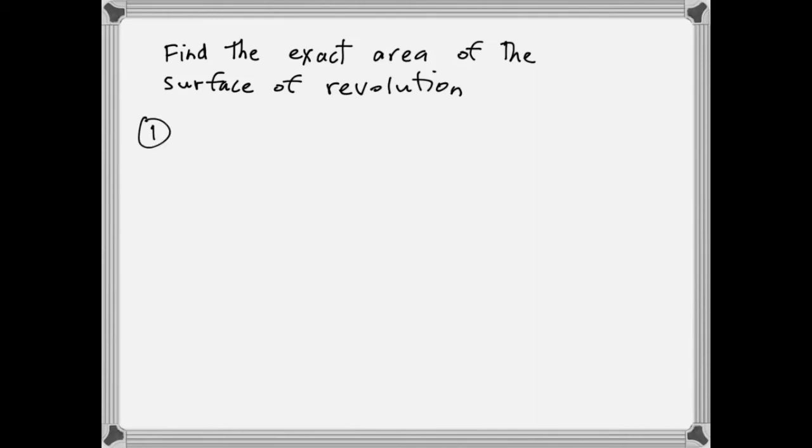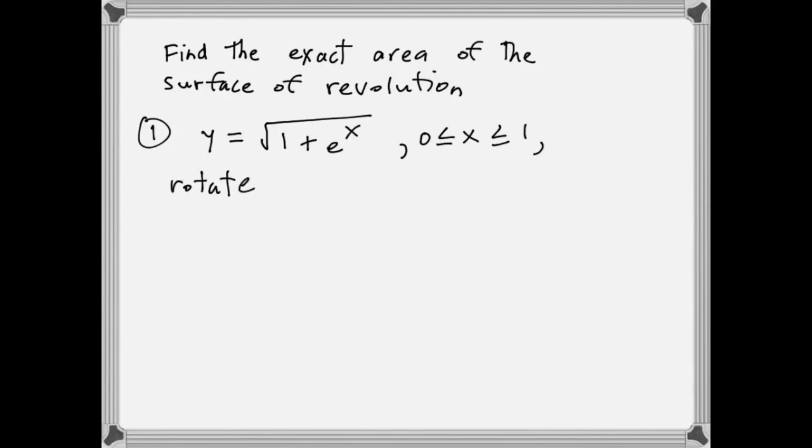So number 1, we have the curve y equals the square root of 1 plus e to the x, where x goes from 0 to 1, and we are rotating about the x-axis. Okay?